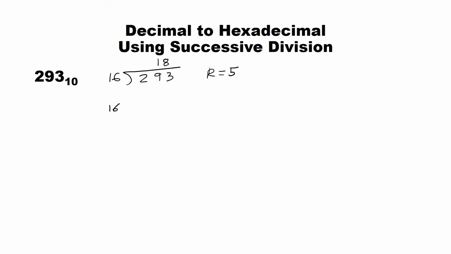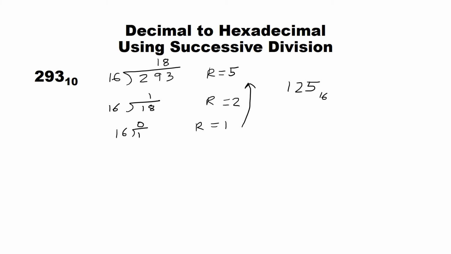Then I will do 16 into 18. 16 into 18, of course, just goes once, and that gives me a remainder of 2, right? 18 minus 16 is 2. Then finally, 16 into 1 goes 0 times. Hey, I'm done. I just have a remainder of 1, and again, you read them from the bottom up. So this is the number 125, which you already knew, in base 16.